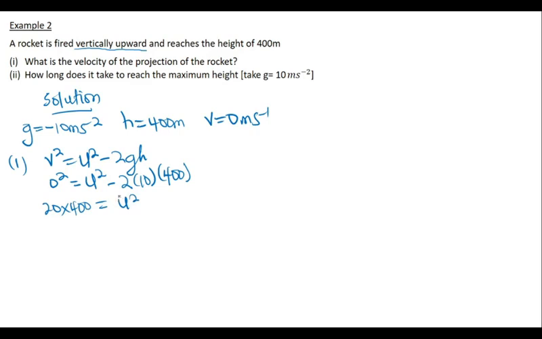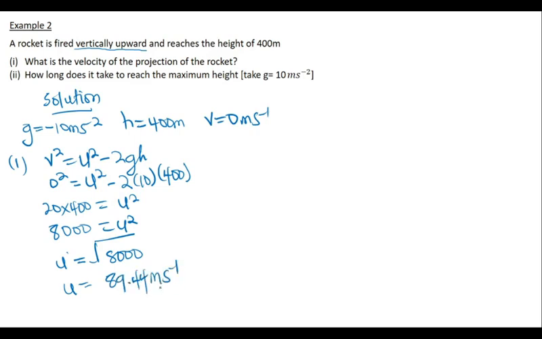So if we multiply everything over here, we are going to get 8,000 is equal to U squared. So U is now equal to the root of 8,000, and then our U, which is the initial velocity of the rocket being fired vertically upwards, is 89.44 meters per second. Beautiful.